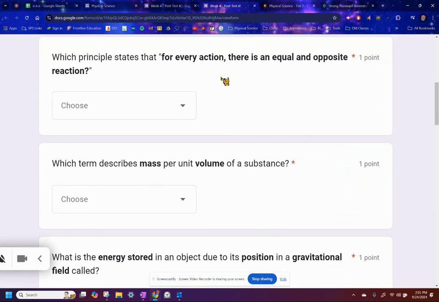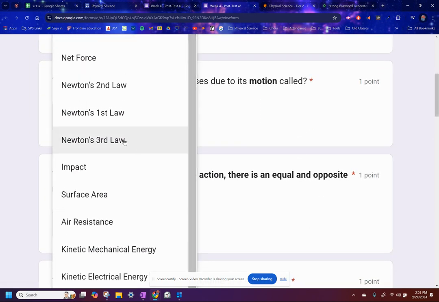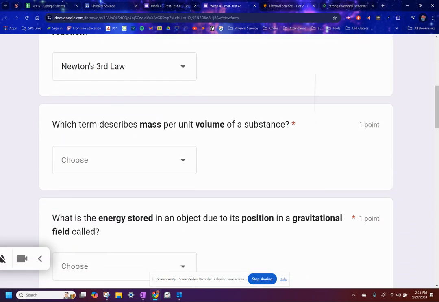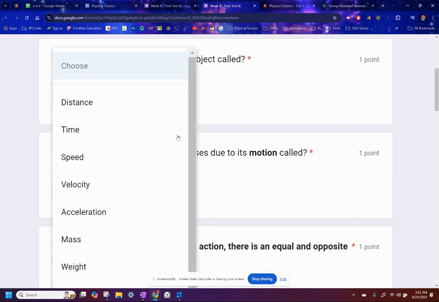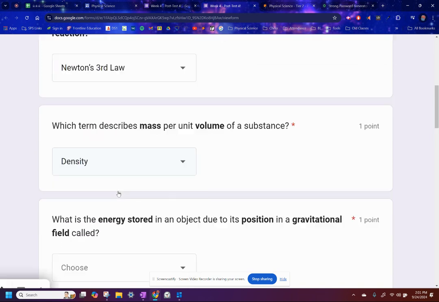Which principle states for every action there's an equal and opposite reaction? So for every action, there is an equal and opposite reaction. That is Newton's third law. All right, which term best describes mass per unit volume? Mass divided by something per volume is density.